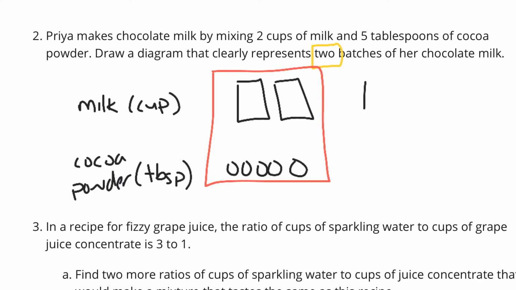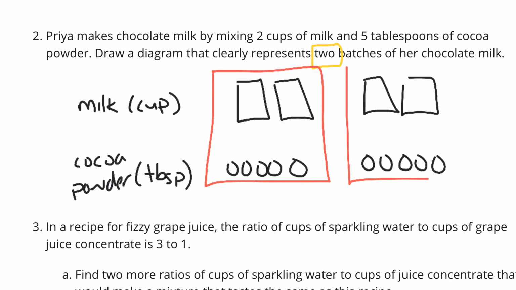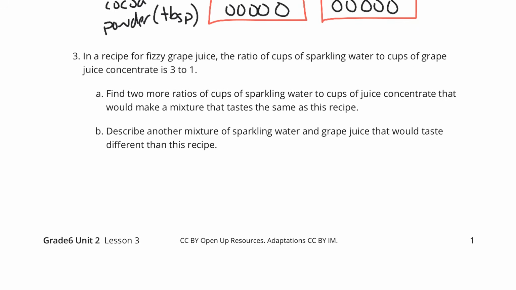Let's draw another batch of 2 cups of milk and 1, 2, 3, 4, 5 tablespoons of cocoa powder. So that clearly shows 2 batches of her chocolate milk, and our boxes are labeled with both what the boxes are and the units.